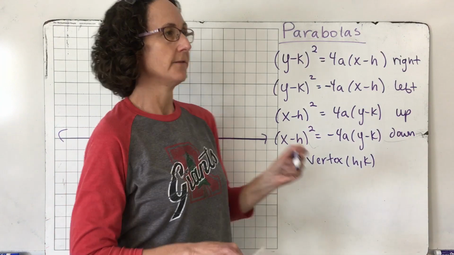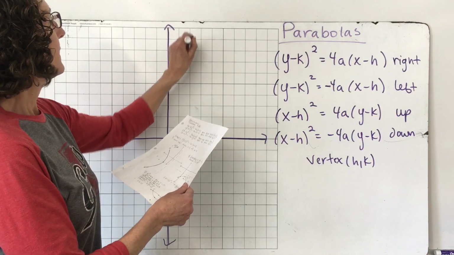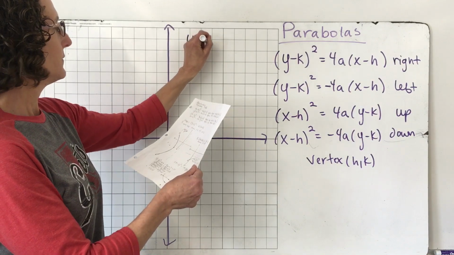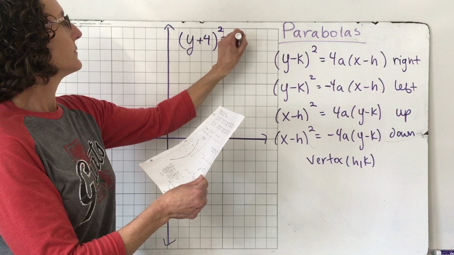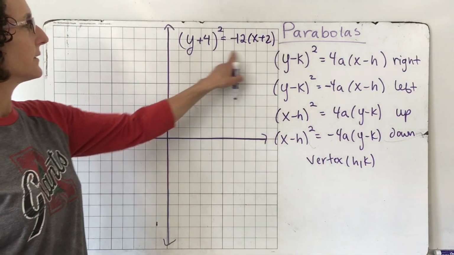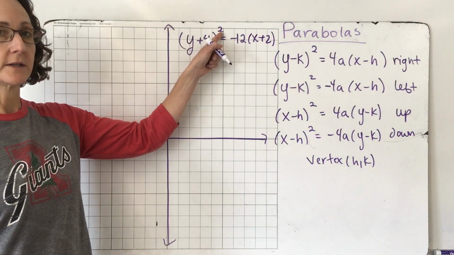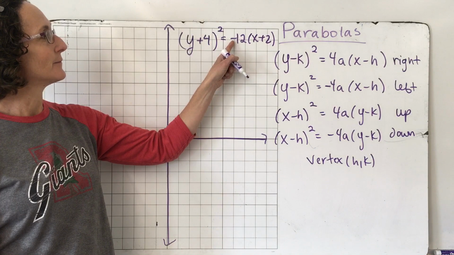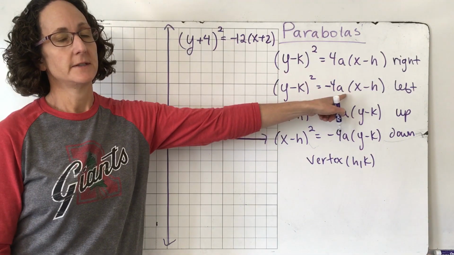Okay, so we're going to try our first problem. I want you guys to write down (y plus 4) squared equals negative 12(x plus 2). Okay, so we're going to graph this problem. If you notice, the y is being squared just like yesterday, but because there's a negative right there, that means that the parabola is going to open to the left instead.